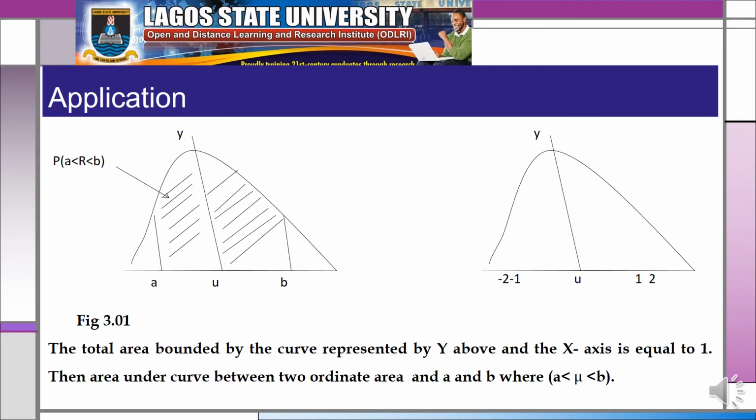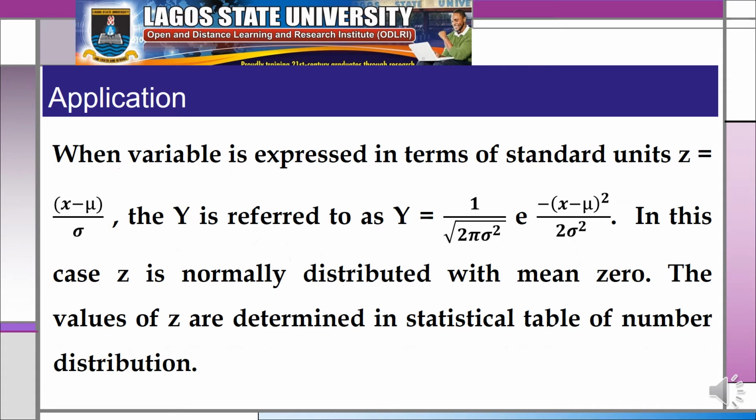The area curve of the above equation is shown in figure 3.03 here. The two curves. When the variable is expressed in terms of the standard unit z, the equation is referred to as y equals the expression here. In the case z is normally distributed with mean 0, the values of z are determined in the statistical table of normal distribution.